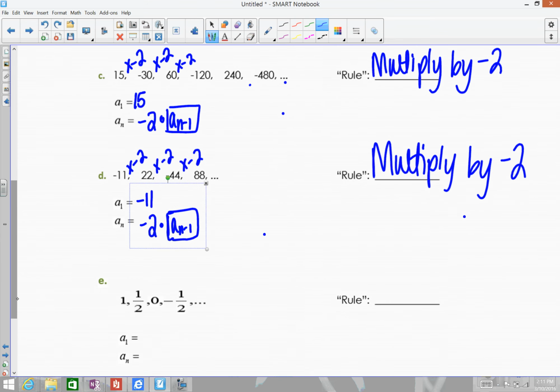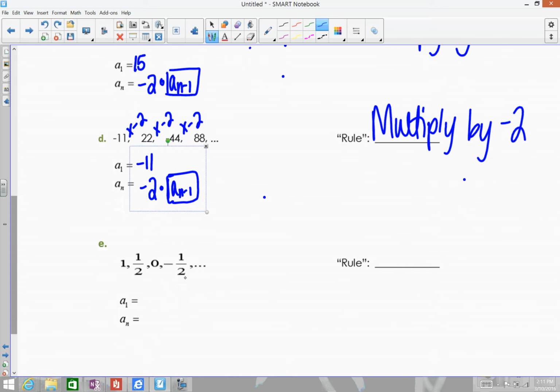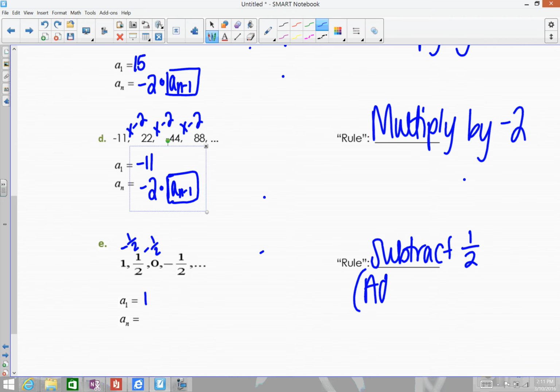And for E, this one has some negatives, but it's not alternating negatives. It's just gradually decreasing. So this tells me I'm going to be subtracting. So I'm going to be subtracting 1/2 for this one. So I start at 1. Let me write the pattern. So subtract 1/2, which really means that you're adding negative 1/2. So you start at 1, and you're going to take that previous term, so that's the a sub n minus 1, and you're subtracting 1/2, or you're adding negative 1/2.